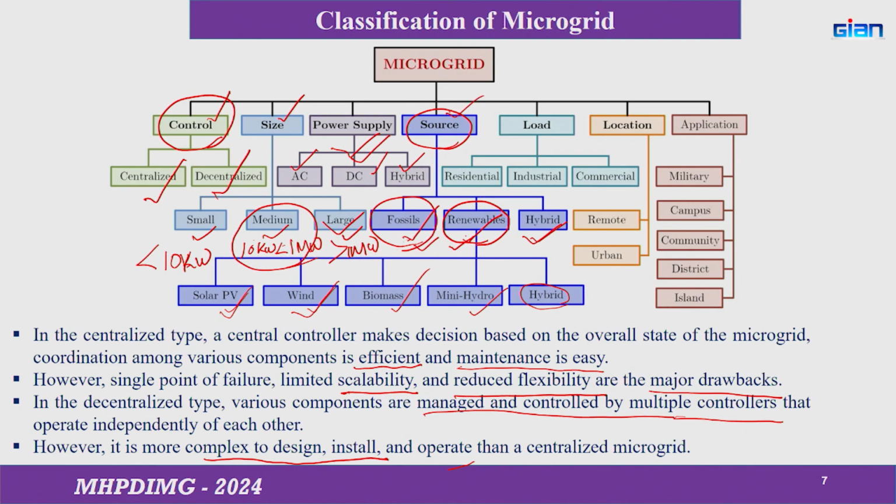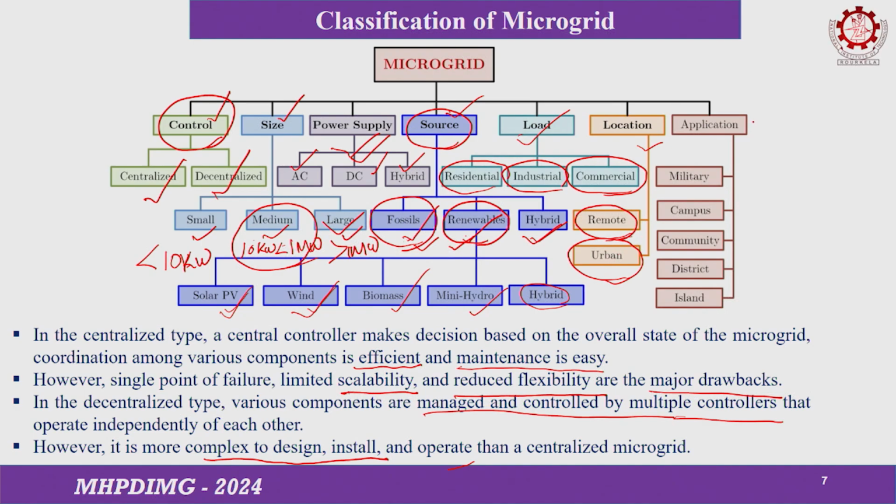Then, based on the type of load, whether the microgrid is supplying a residential load, an industrial load or a commercial load, we have 3 types of loading conditions. The next one is location based. The microgrid can be located at remote locations, for off grid operations, or it can be located at urban areas. That is also possible.